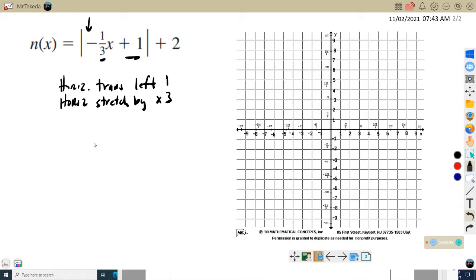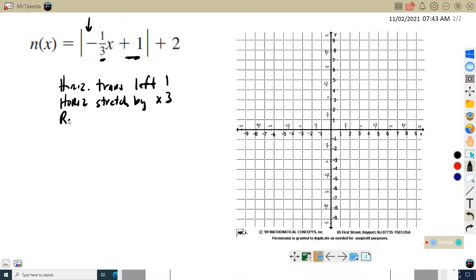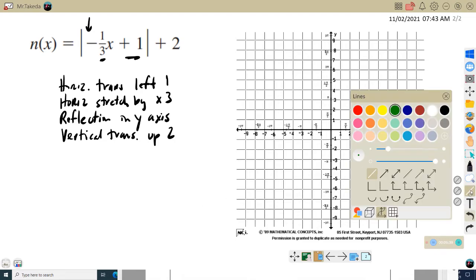So that takes care of this, and then I've got this thing. We're still dealing directly with the input. So multiplying the input by -1 is a reflection in the y-axis. And finally, we have a vertical translation up 2 units.